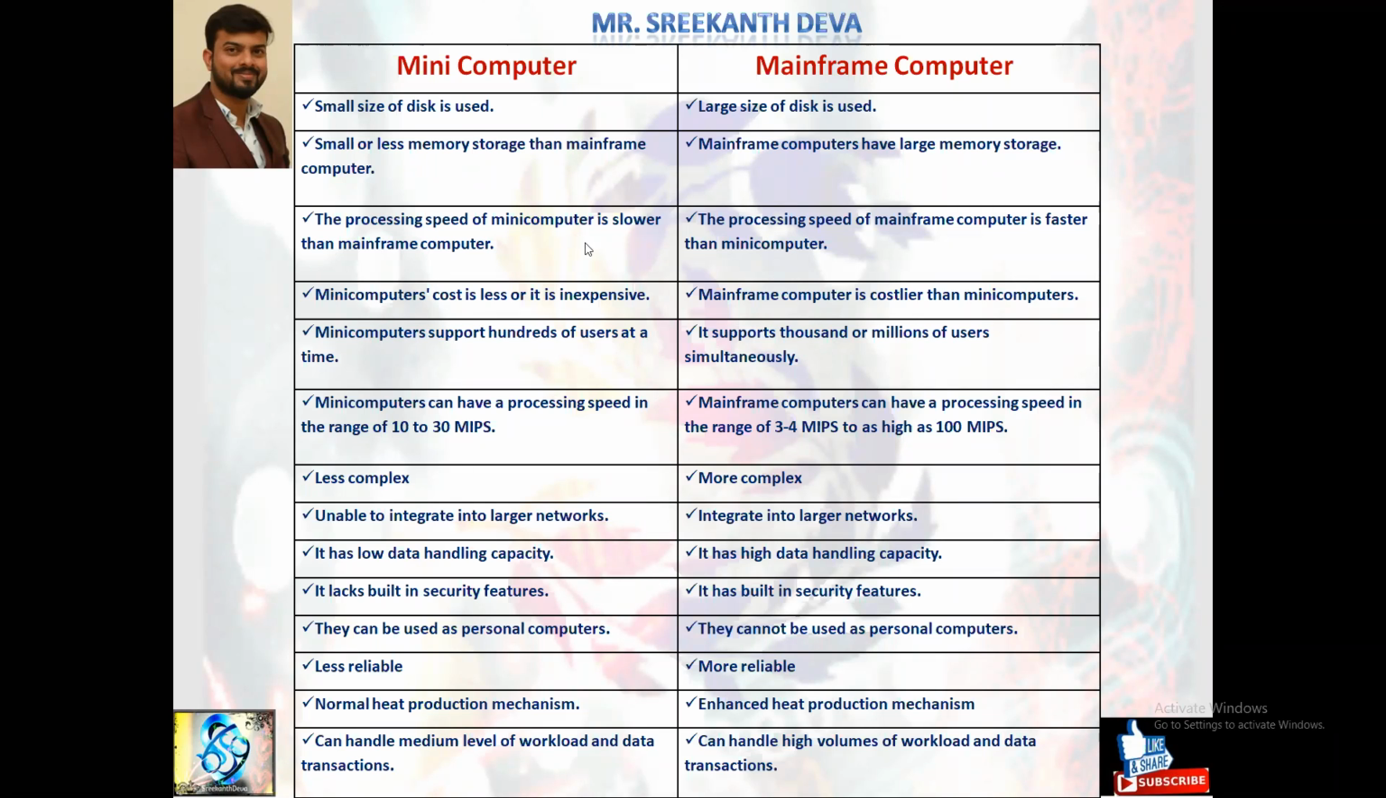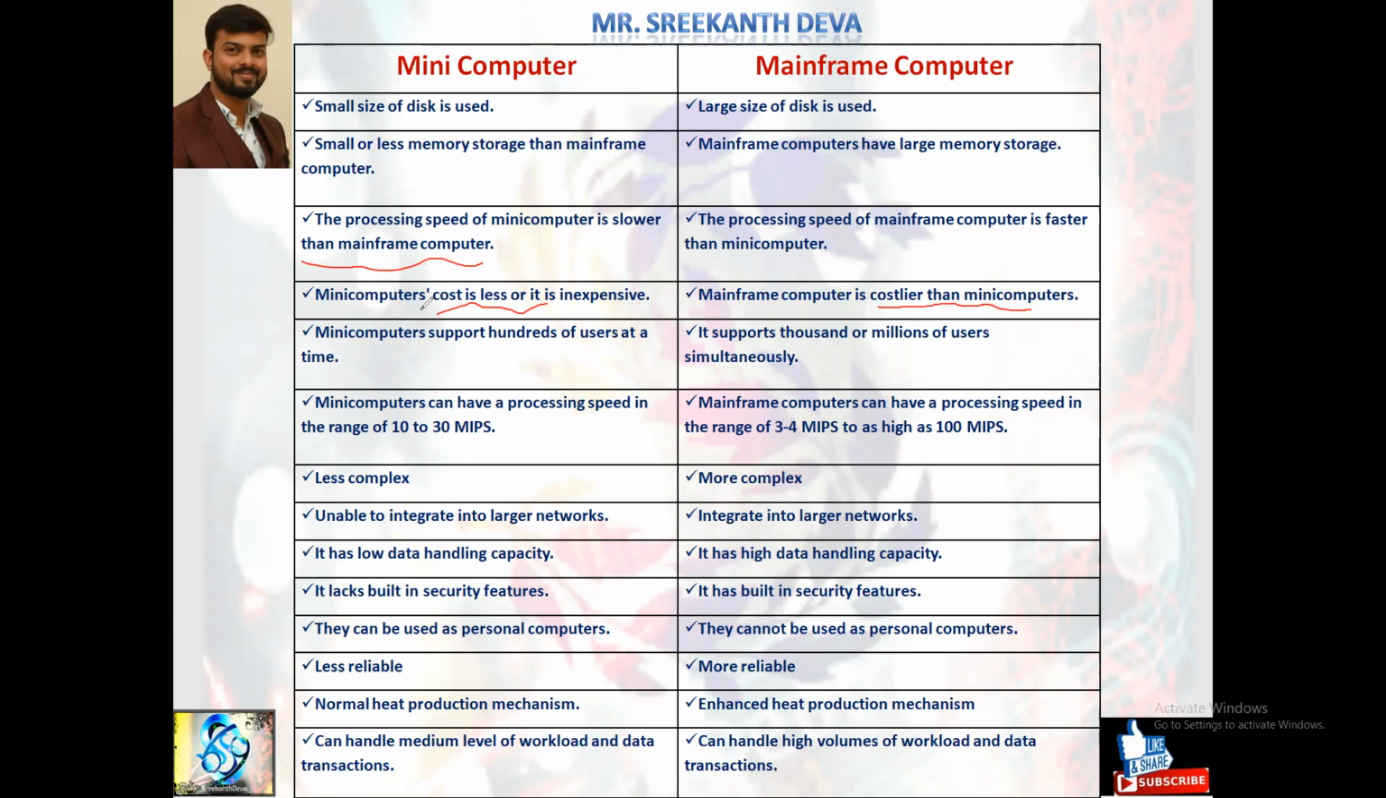The processing speed of a minicomputer is slower. Then the processing speed of a mainframe computer is faster than minicomputers. In minicomputers the cost is less, inexpensive, but mainframe computers are costlier than minicomputers. Minicomputer cost is less and it is inexpensive, comparatively, I am talking about mainframe computers here. Mainframe computers are costlier than minicomputers.